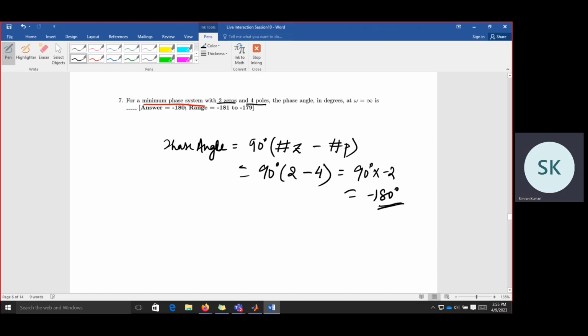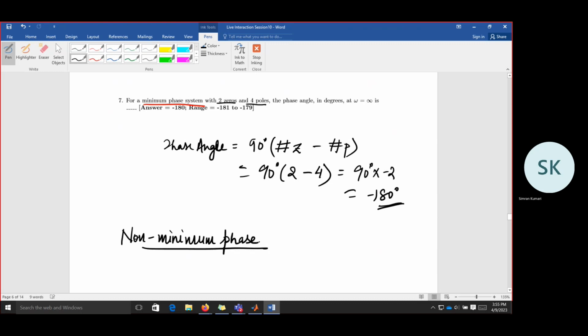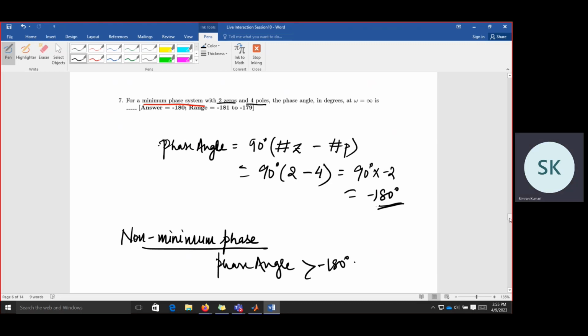Now this is the phase angle of the minimum phase system. For non-minimum phase, it depends on how much delay is being introduced. Based on that, this phase angle will change, and the phase angle will be greater than minus 180 degree because there will be additional delay, obviously.